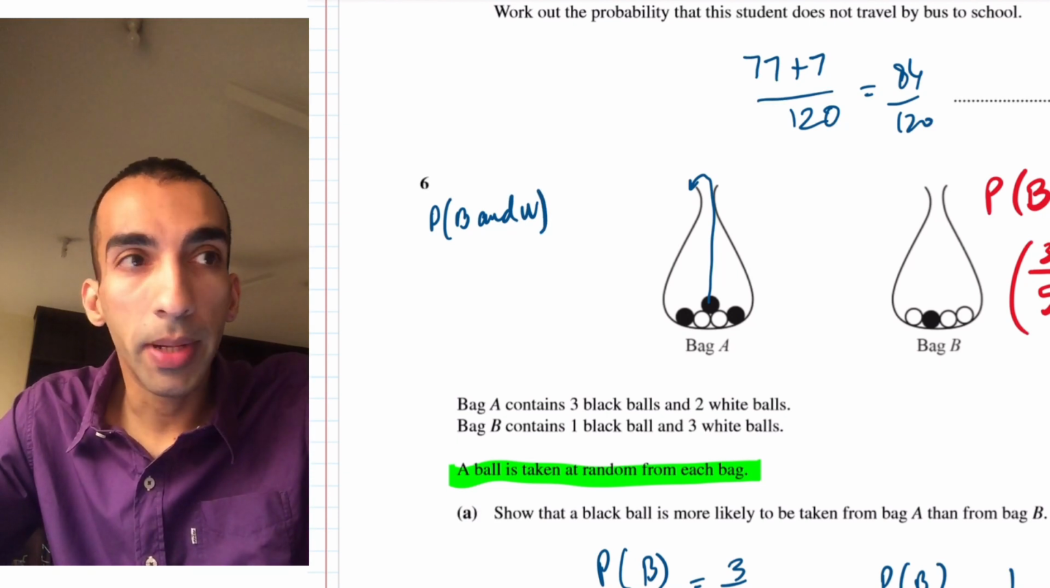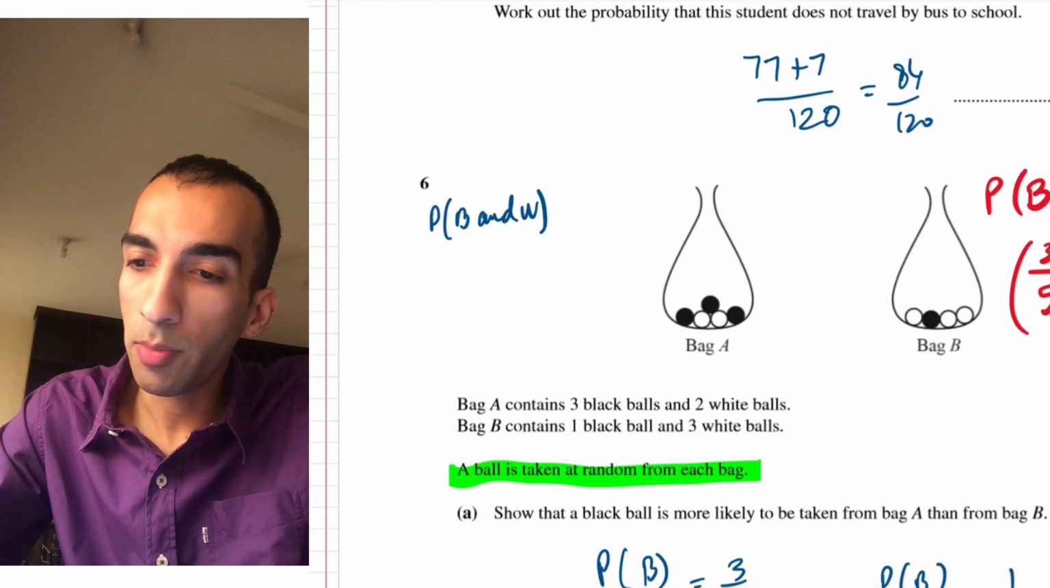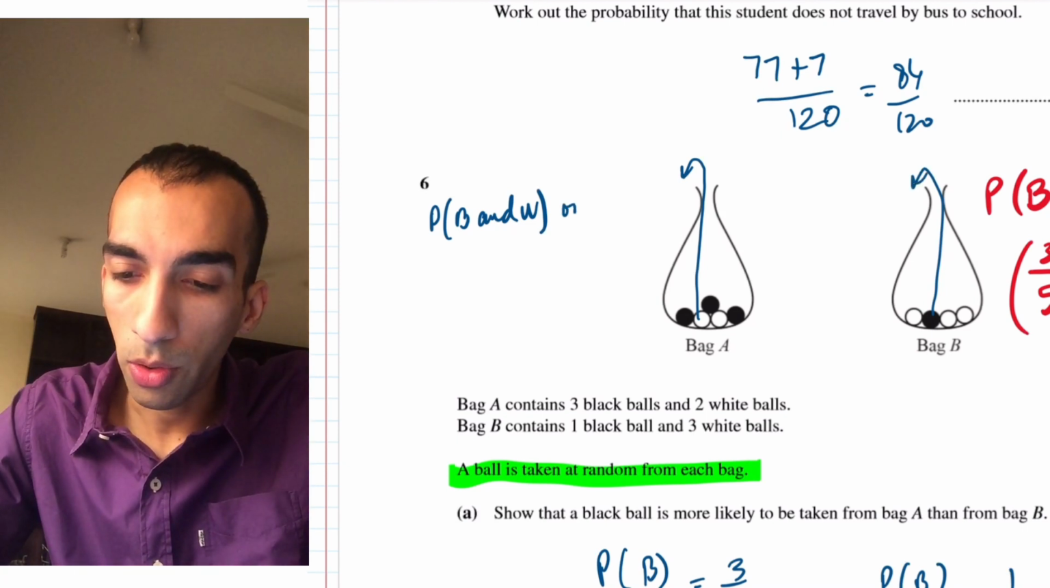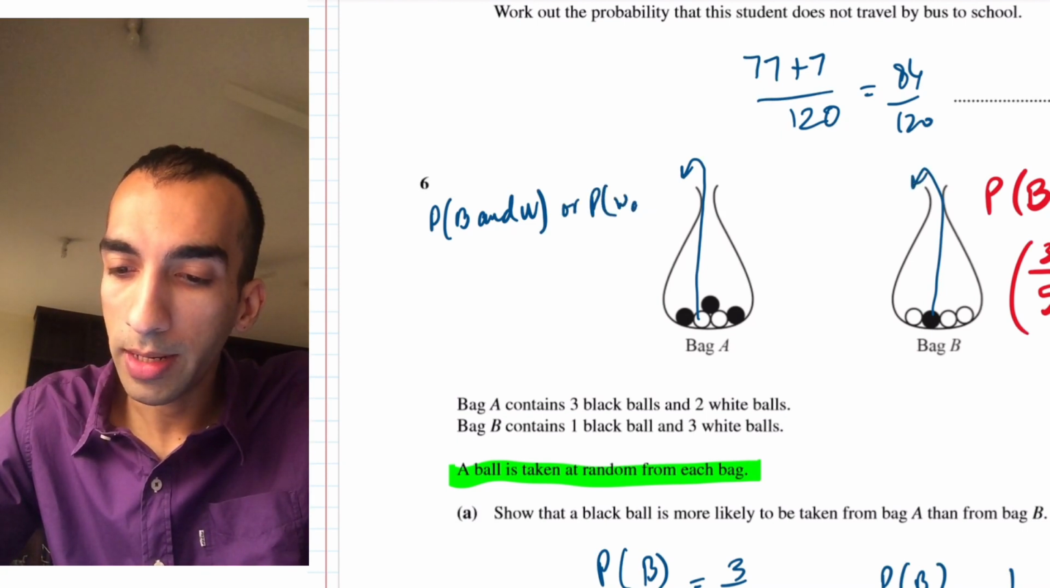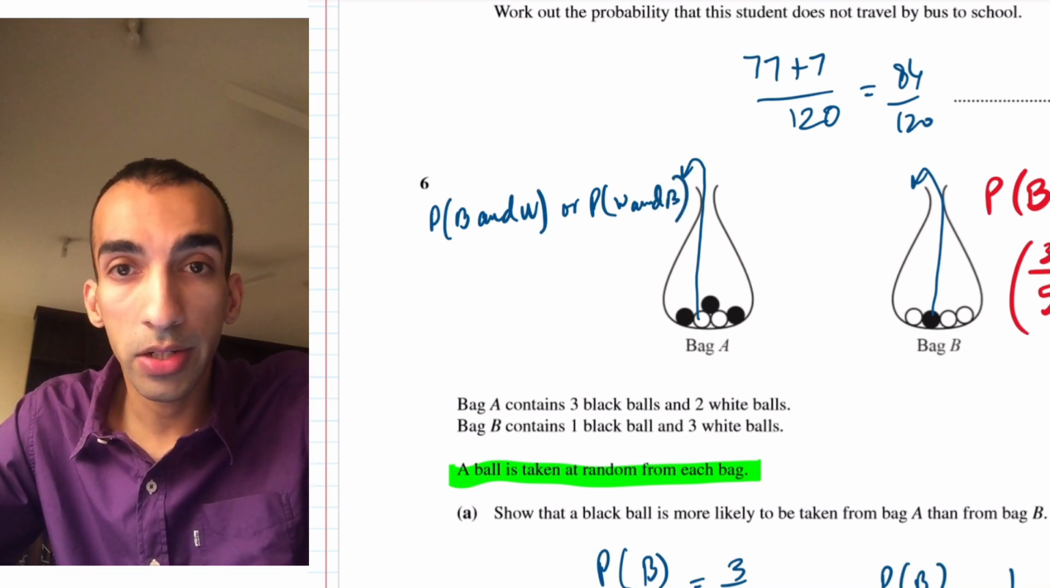Now, why did we pick it out in this particular order? I mean, instead of a black from the first bag, it could have been a white from the first bag and then a black from the second bag. Or probability of a white and then a black. That fulfills the condition too, right?